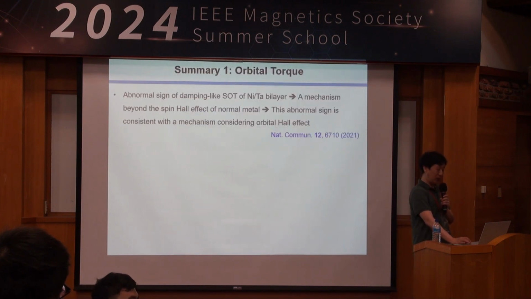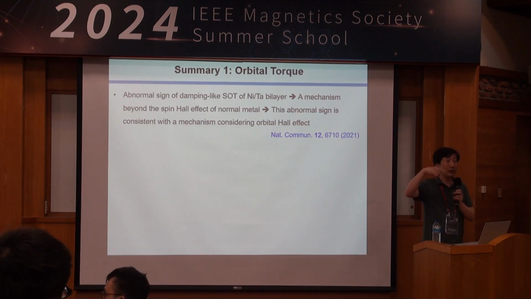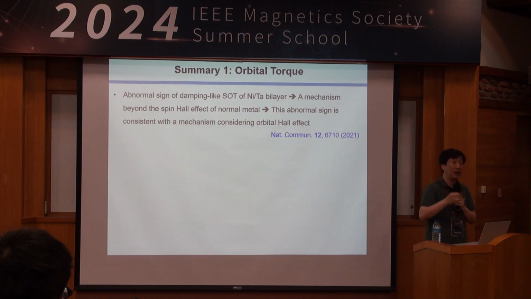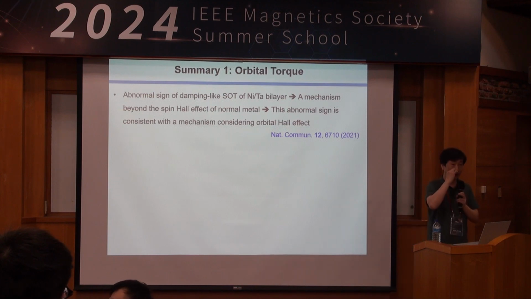Okay. I was confused about the orbital current and R_NM. Okay. R_NM is just a material specific parameter. Orbital current direction depends on the relative position of each layer, but R_NM has the same sign and same magnitude if the material is specified.